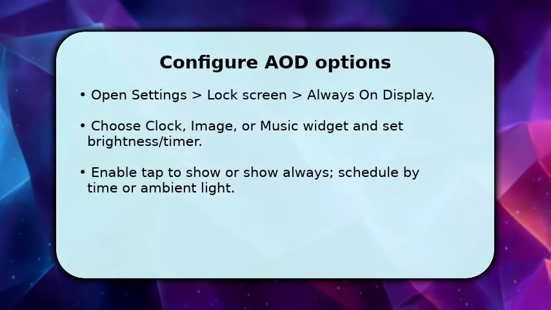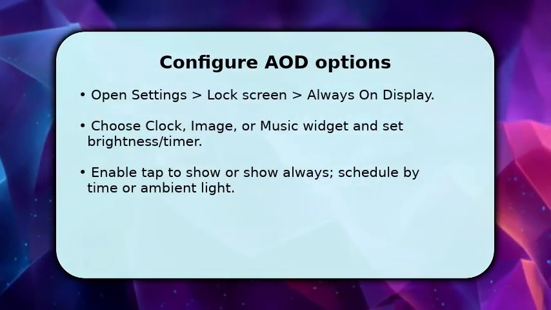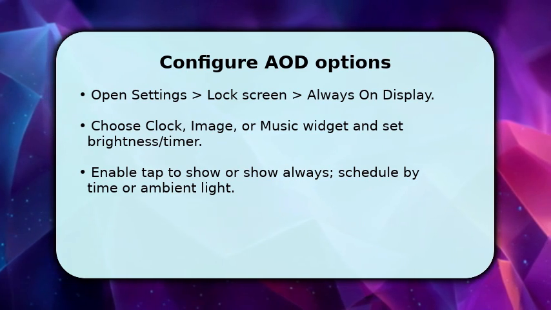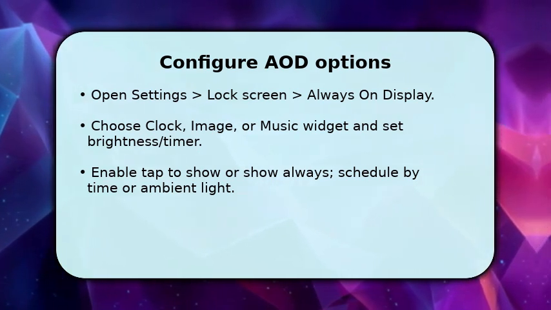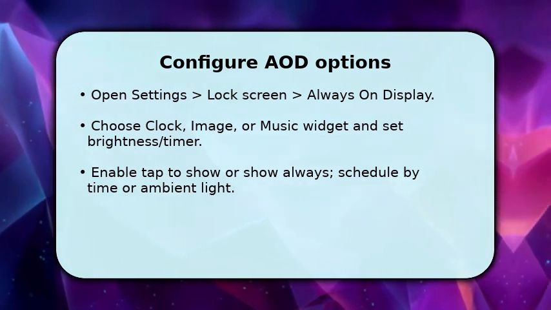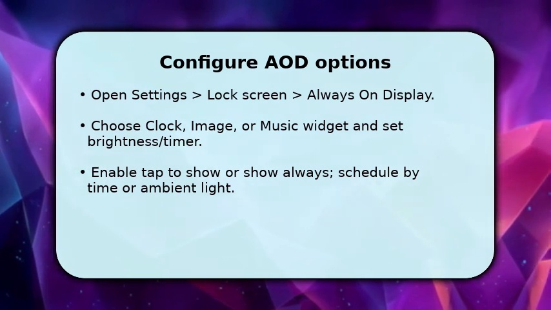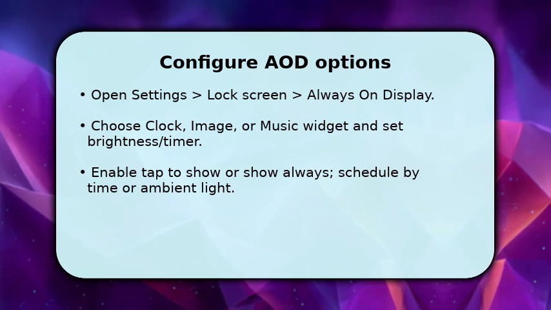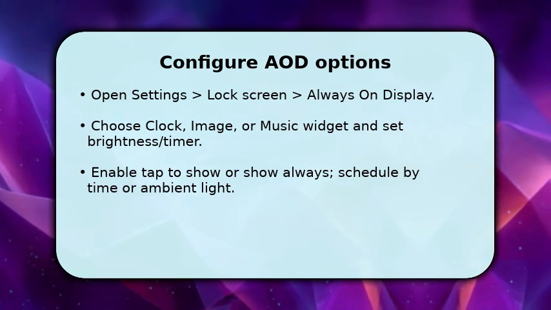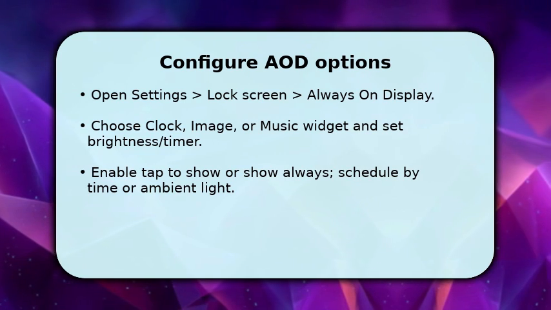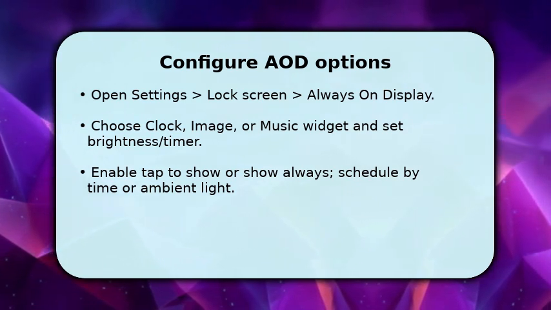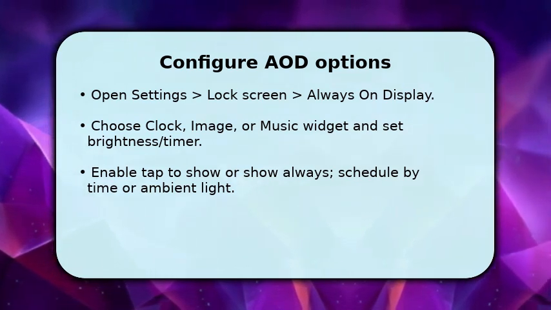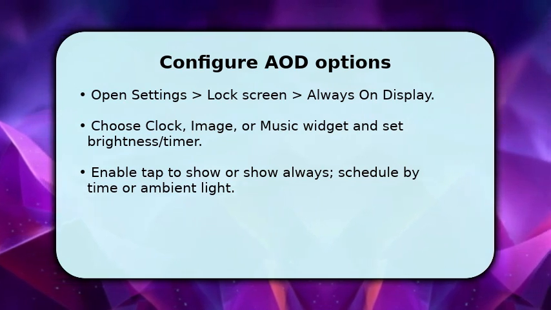You now configure the display details. Go to Settings, Lock Screen, then Always on Display, choose a layout, clock, image, or music so it shows what you need at a glance. Once selected, adjust brightness and set a schedule. Pick Always Show, Tap to Show, or Schedule Hours to save battery. Make sure to test the auto dim and ambient light behavior so AOD only uses power when necessary. If you want, link wallpapers or widgets for quick info.